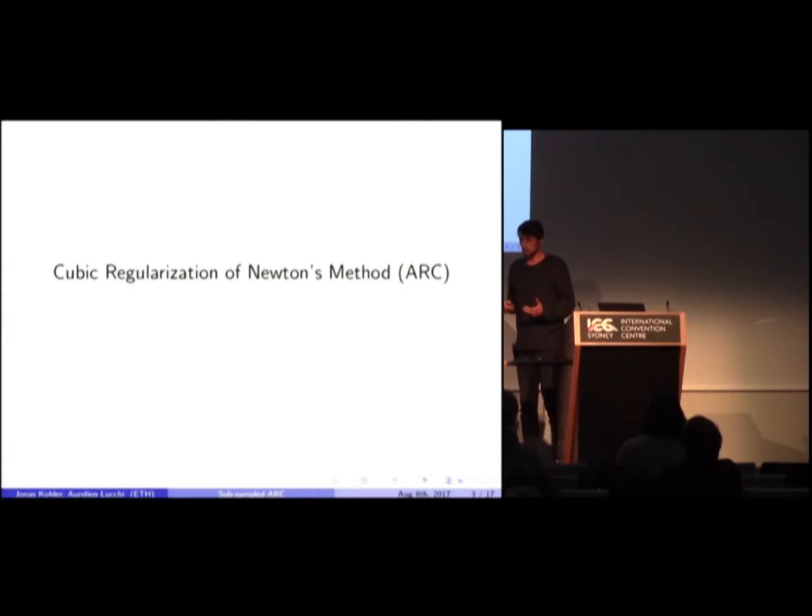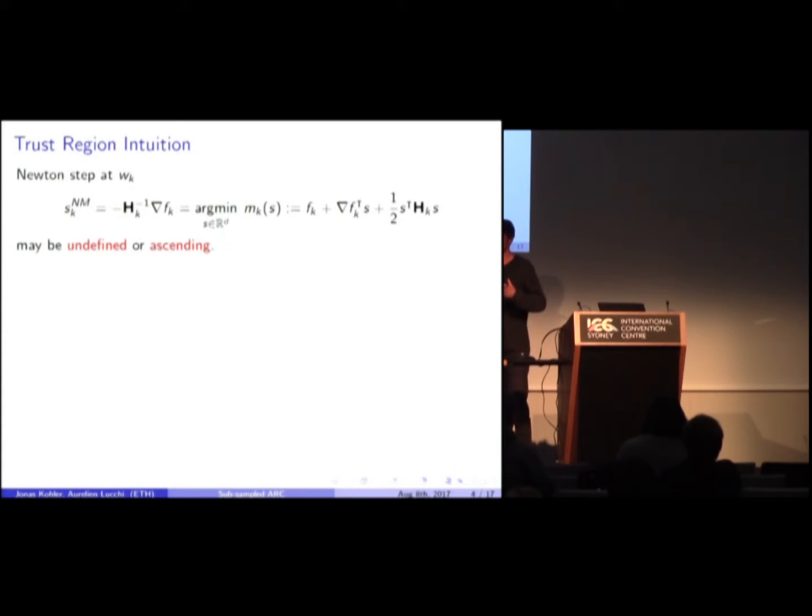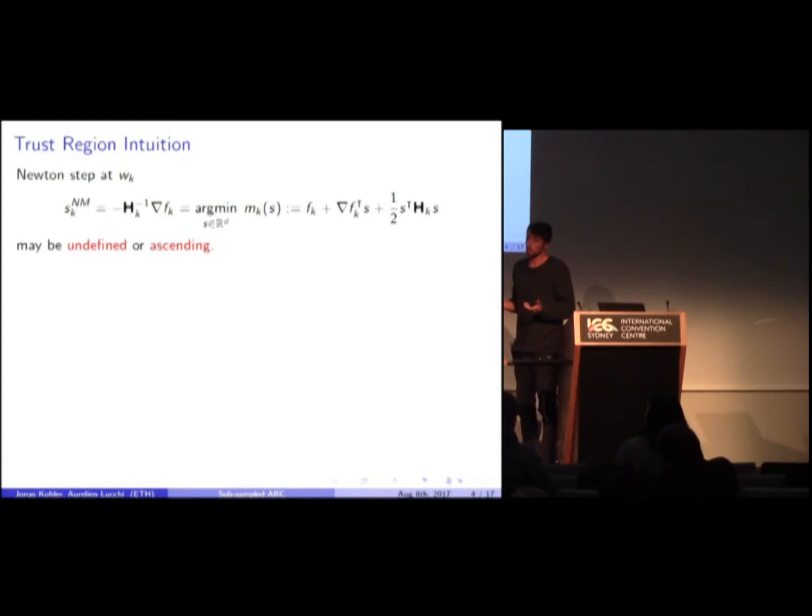So just to introduce the framework, the Newton step itself can be viewed as minimizing a quadratic model at each iterate where you are, or stepping to the critical point of the quadratic model. This step cannot be defined at times when the Hessian is singular, or it can be even ascending, which is what we normally don't want when minimizing a function.